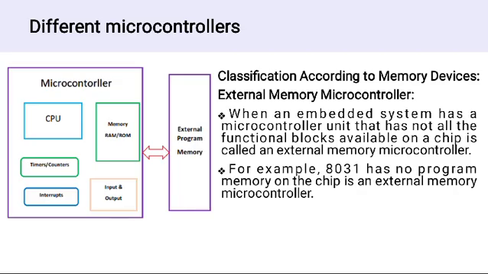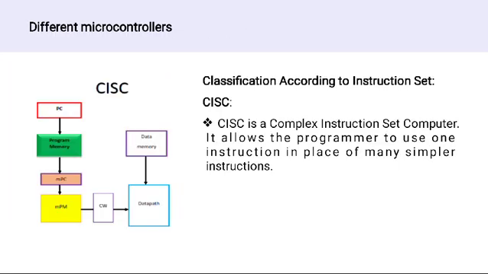Classification according to memory devices. External memory controller: when an embedded system has a microcontroller where not all the functional blocks are available on a chip, it is called an external memory controller. For example, 8031 has no program memory on the chip. It is connected externally. Here we have CPU, memory, timer, interrupt, input and output, and the external memory is connected outside. According to the instruction set, it is classified into complex instruction set computer.